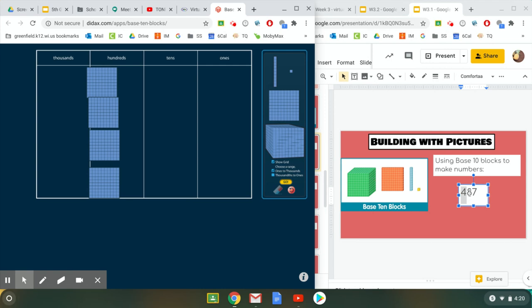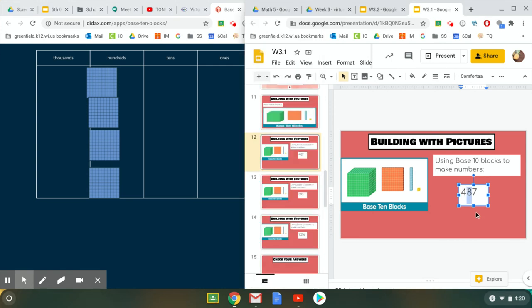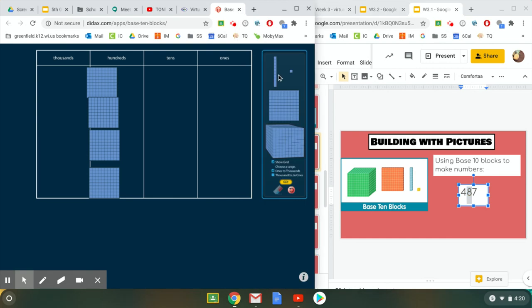The next biggest place value is the tens. In the tens place value, we have an 8, which tells us that we are going to have 8 of these sticks, representing the 8 tens in our number. So we have 4 hundreds, 8 tens.